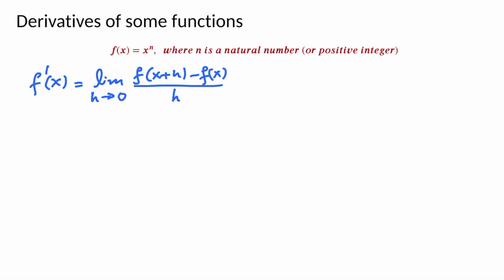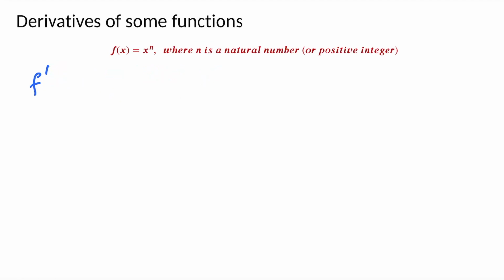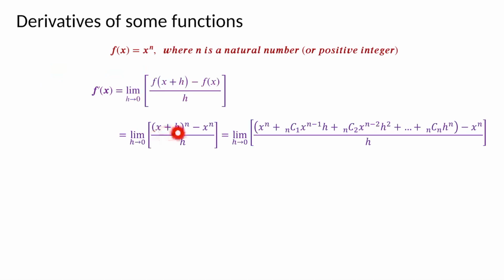And we can now substitute this expression here, use the binomial expansion and try to arrive at a neat formula using some simple algebraic manipulations. And let's look at that here. So we have this, and as I said, (x+h)^n could be expanded using the binomial formula to this.